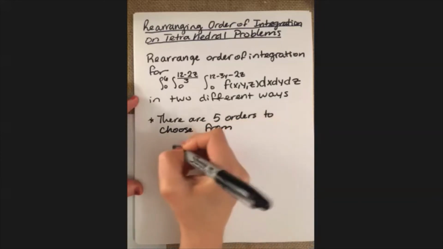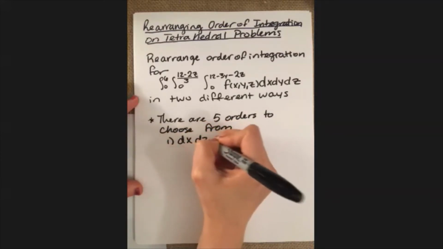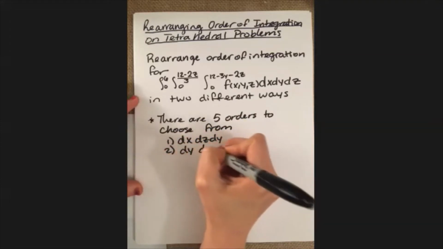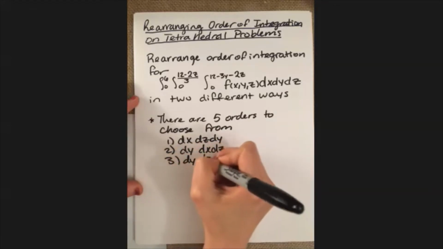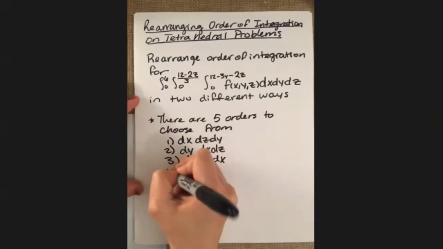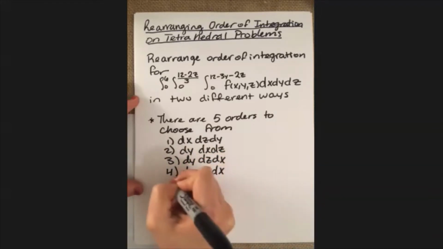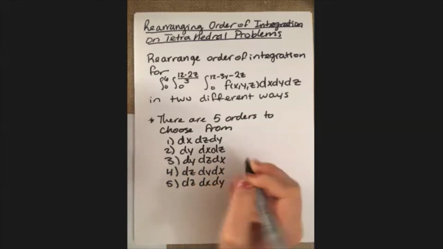And these are going to be dx, dz, dy; dy, dx, dz; dy, dz, dx; dz, dy, dx; and finally dz, dx, dy.